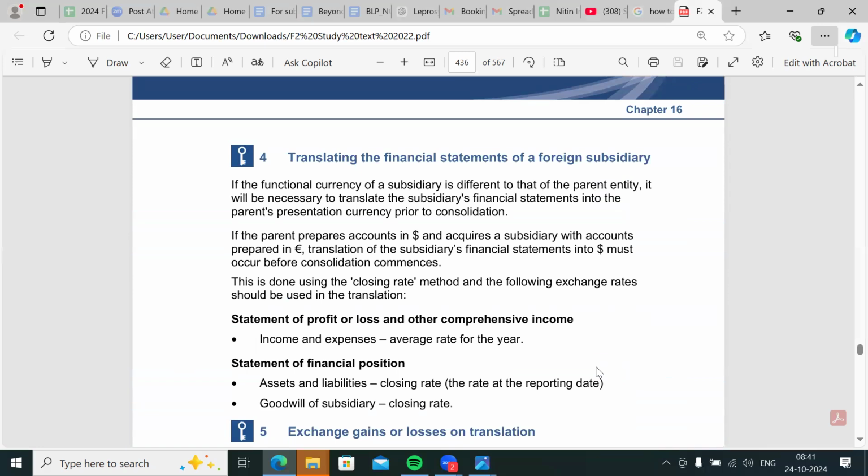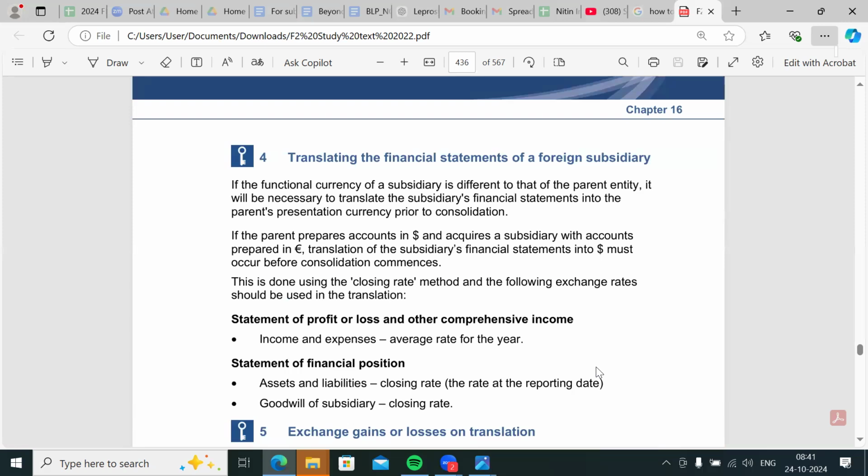The next thing you must remember is this. If the functional currency of a subsidiary is different to that of the parent entity, it will be necessary to translate the subsidiary's financial statements into the parent's presentation currency prior to consolidation.